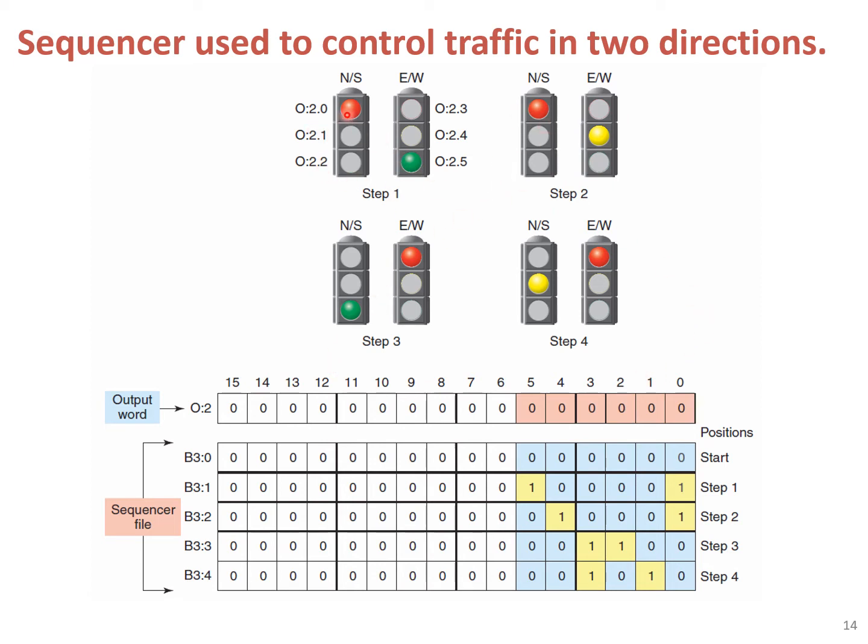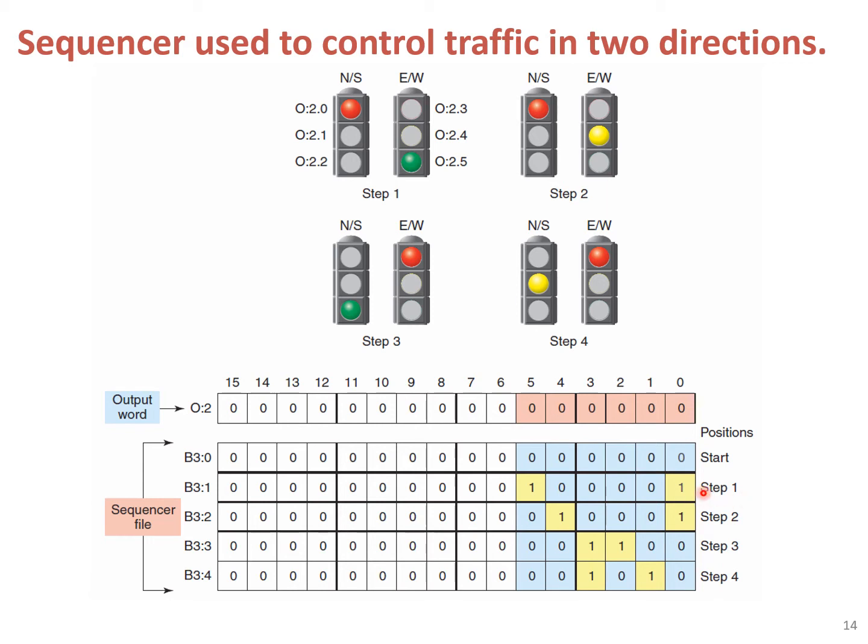And how many outputs do we have? We have basically 6 outputs. Here you see that we have 6 outputs, 0, 1, 2, 3, 4, 5. The rest of the sequencer file is not used. We are only using the first 6 bits. And we have 4 steps. The first position is the start position, and then we have step 1, step 2, step 3, and step 4.